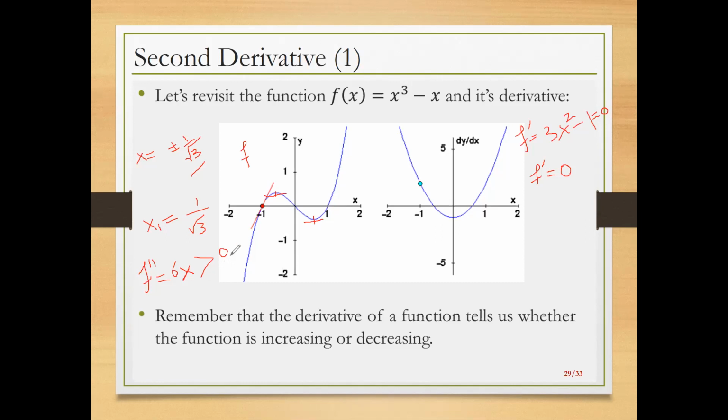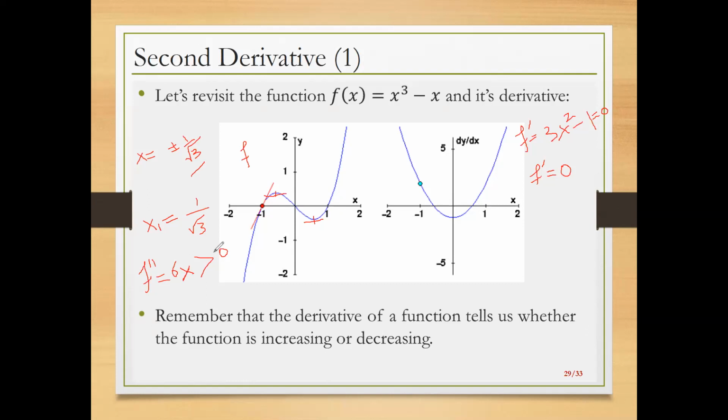So if it is positive, that means over here it tells me that we have a concave up and we are approaching a local minimum. So if the first derivative is 0, which is true, and the second derivative is positive, then that point, that means x1, which is 1 divided by square root of 3, is a local minimum.